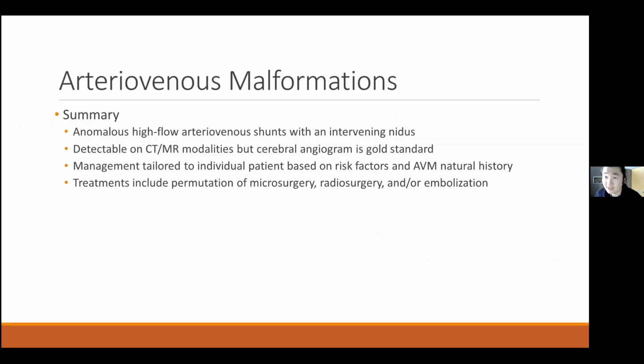So in summary, AVMs are anomalous high flow AV shunts that, in my eyes at least, are really distinguished by the presence of this intervening nidus. CT and MR can pick it up, but the cerebral angiogram is your gold standard for diagnosis as well as for planning prior to an intervention.